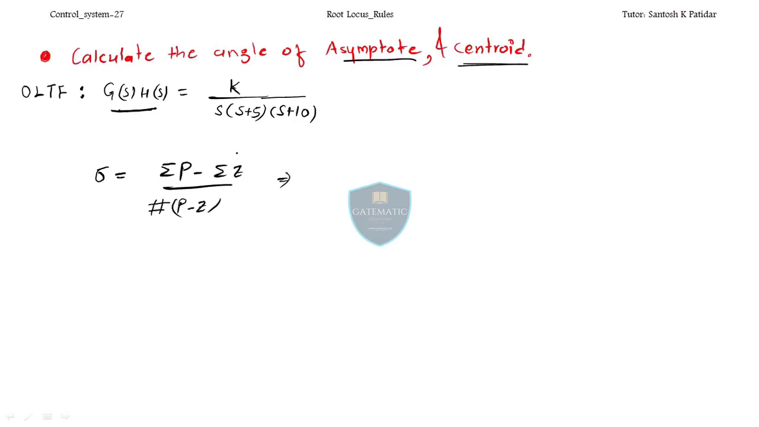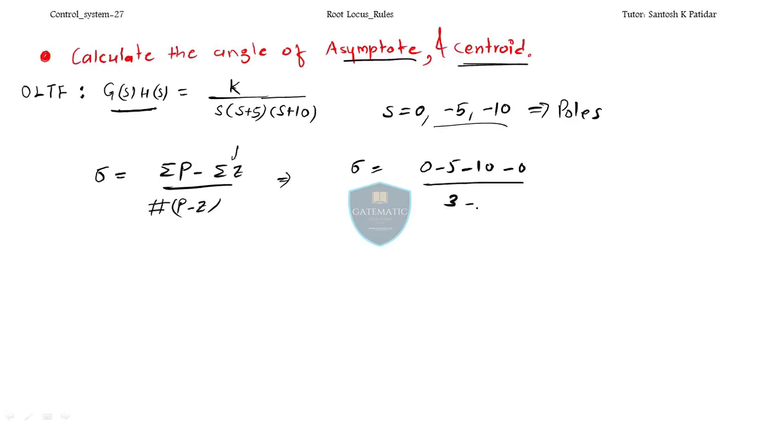Correct? So what are the poles you have? They are 0, -5 and -10. Now sigma is the summation of poles, that is 0, -5, -10. Do you have any zero over here? No, so it's 0. Divide by the number of poles, which is 3, minus the number of zeros, which is 0. So finally you have -15 divided by 3, that is -5. So your centroid will be -5. The first answer is okay.